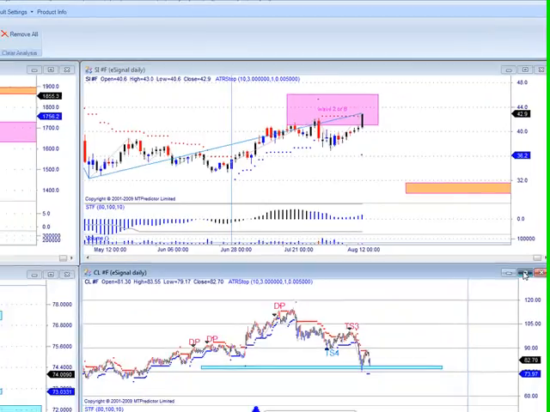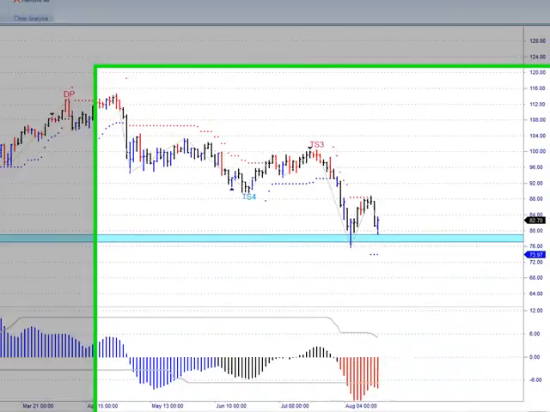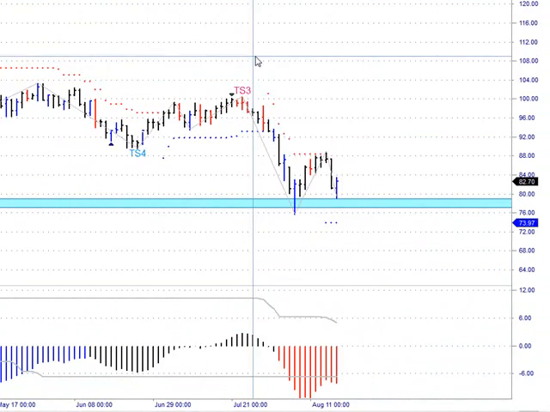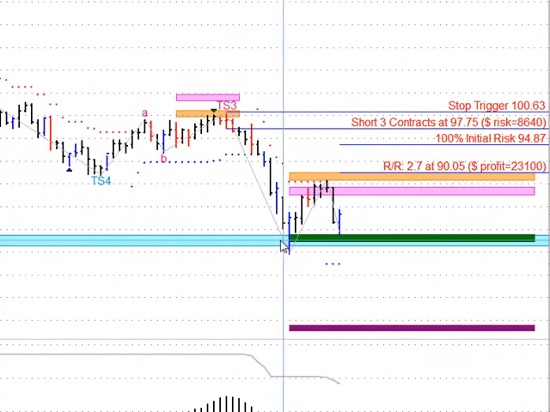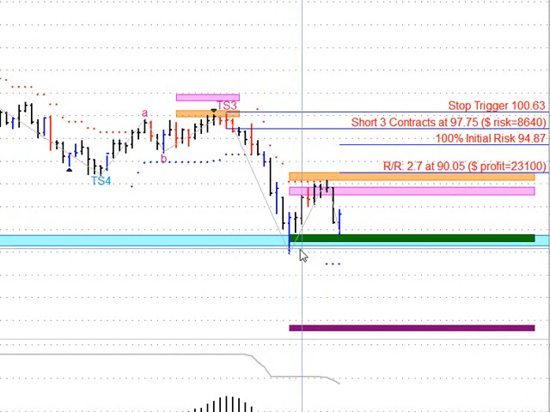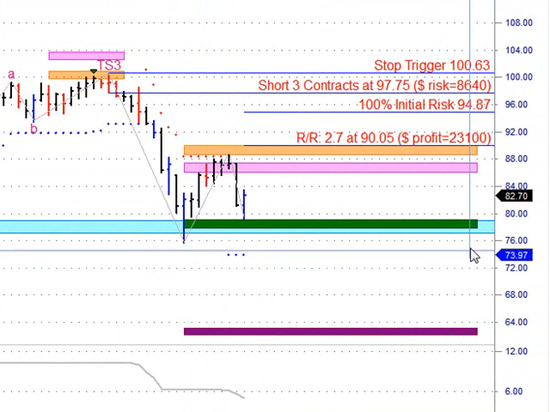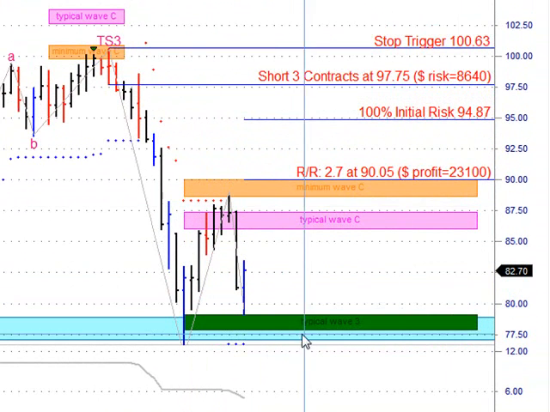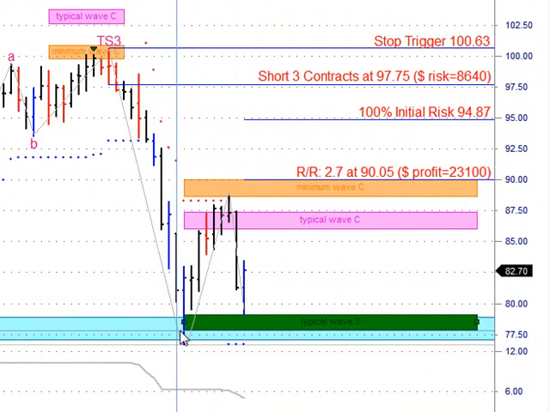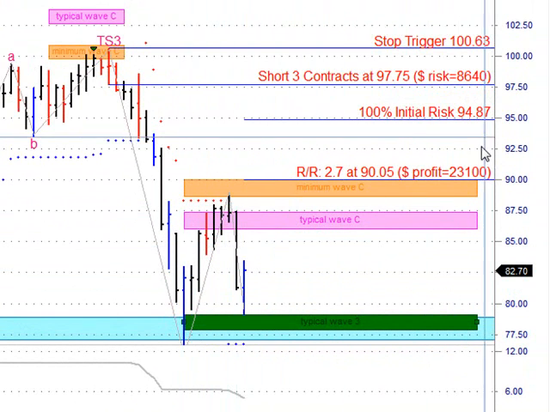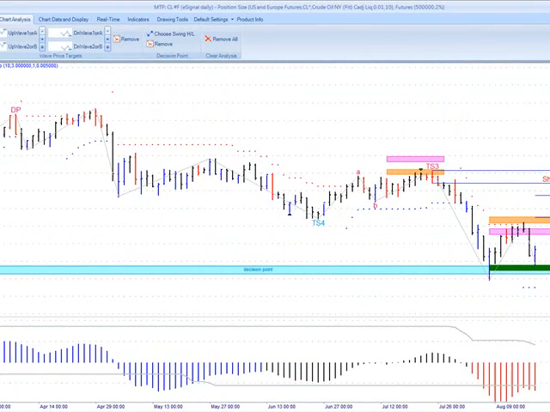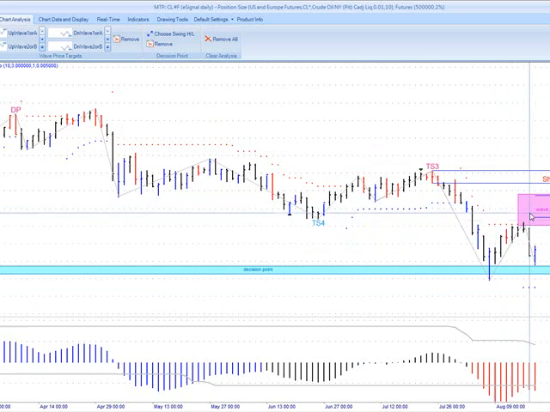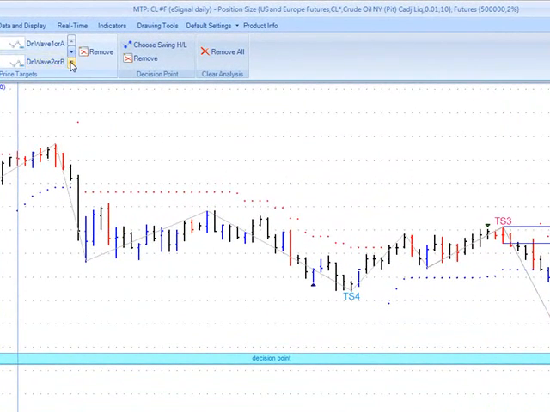Let's see, oil. Same thing with oil here. We had our TS3 sell signal. They took the first target out, got down to the major support, the DP support, typical wave 3. This green area you see says typical wave 3 there, and then retraced, and that's the same thing that we said last week, that we should see retracement into this wave 2 or B area, and then again we can project our wave C down.